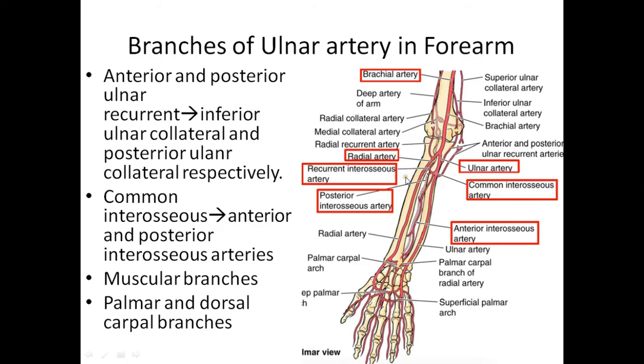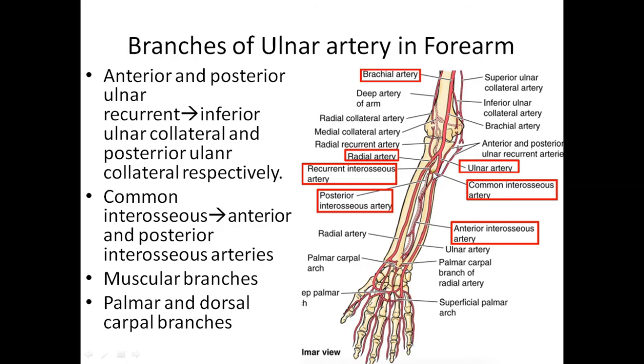So the branches found in the ulnar artery in the anterior compartment are the anterior and posterior ulnar recurrent. These are the two branches in the upper part of their origin, and these two branches take part in the anastomosis around the elbow joint in front of and behind the medial epicondyle. So the anterior ulnar recurrent anastomoses with the inferior ulnar collateral, while the posterior ulnar recurrent anastomoses with the superior ulnar collateral.